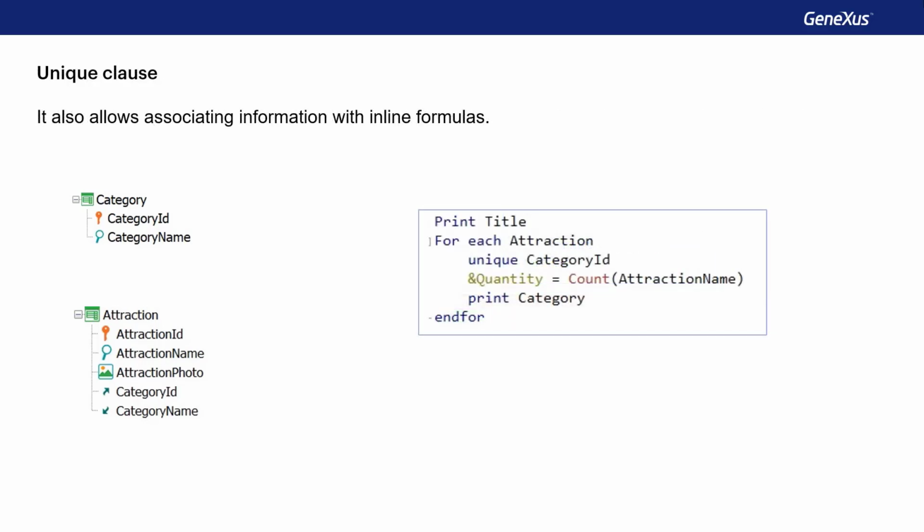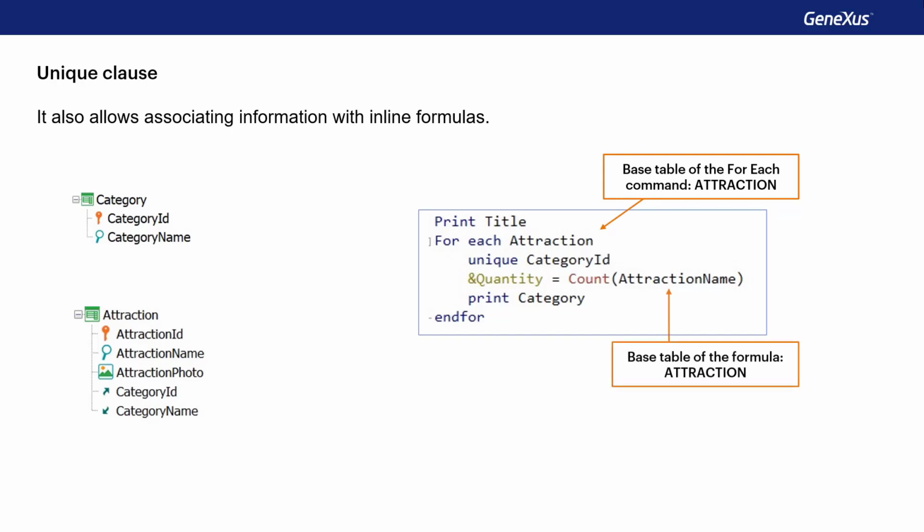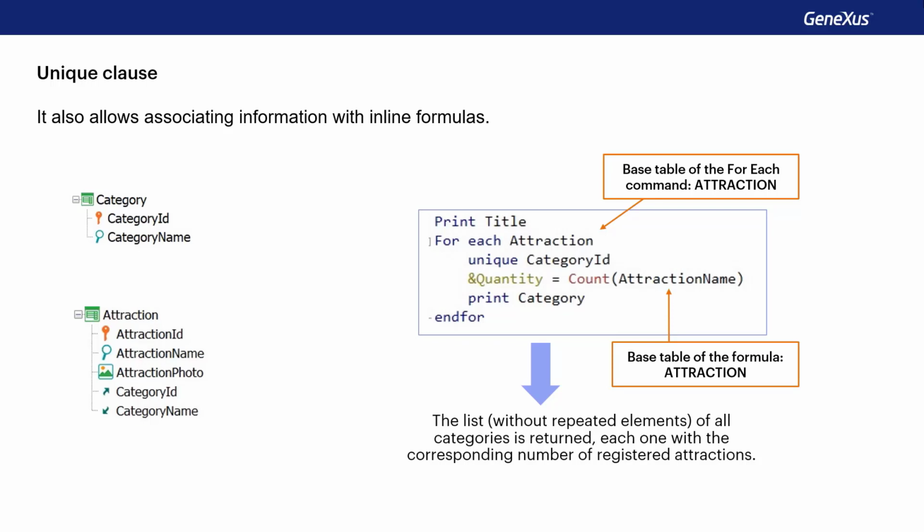The unique clause also allows associating information with inline formulas. In this example, the base table of the forEach command is the same as the base table of the inline formula. Therefore, the count formula will add from the context an implicit condition in its evaluation. It'll count all attractions for the attribute declared in the unique clause. In this case, category ID. In this way, this source will return the list without repetitions of all the categories, each one with its corresponding number of registered tourist attractions.